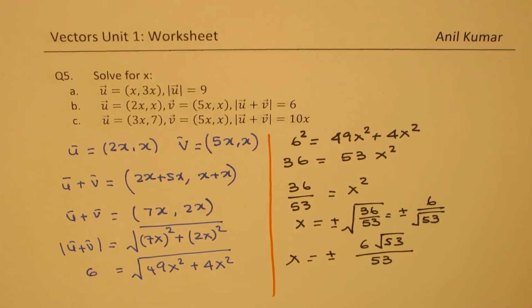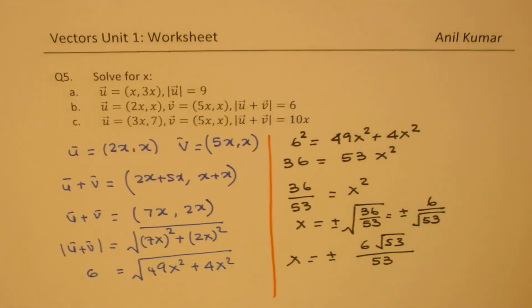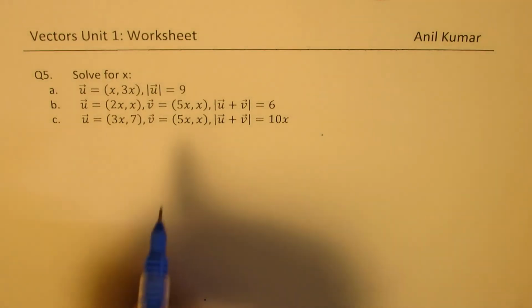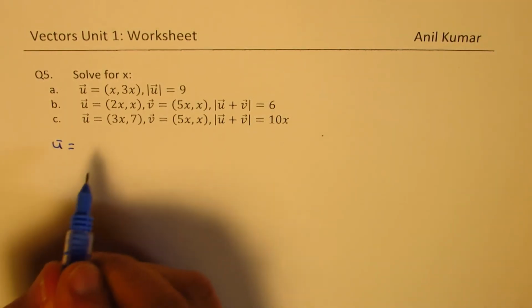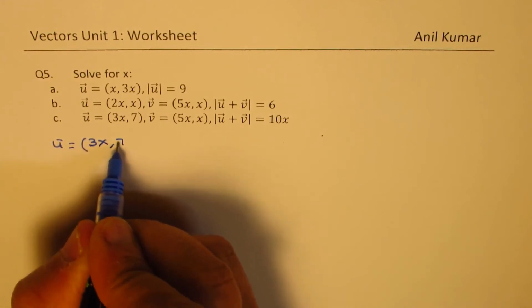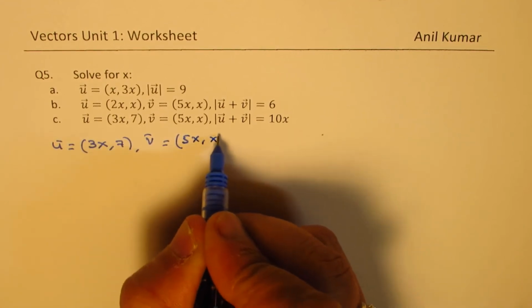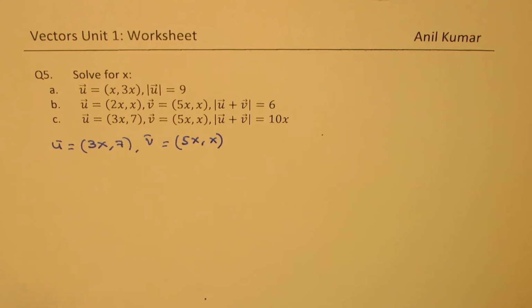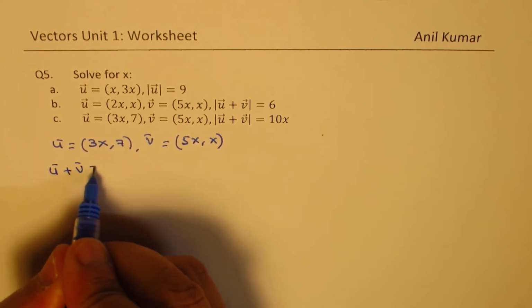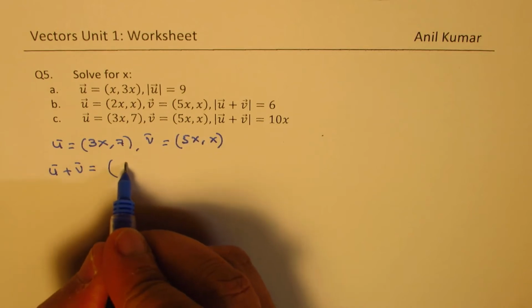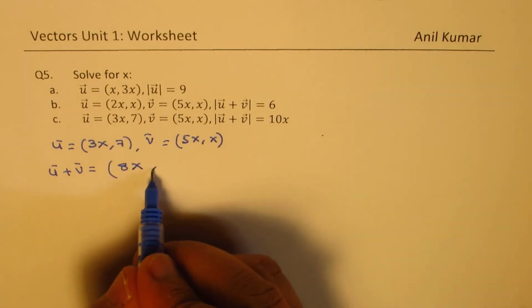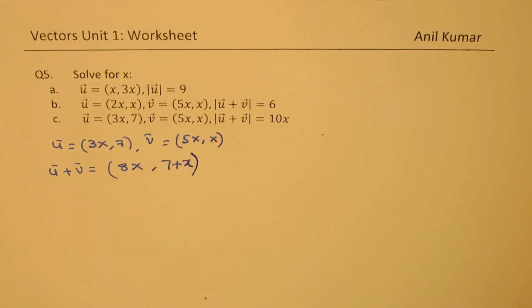You can now pause the video and answer part C yourself. That should be easy, right? Here is my solution. Now let's take up 5C. We're given these two vectors. Vector u is 3x, 7. Vector v is 5x, x. Their sum, vector u plus vector v, is going to be, we'll add these components, 8x, and then we have 7 plus x, correct? So that becomes the sum of this vector.